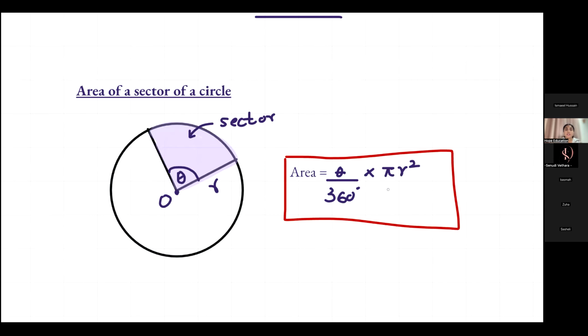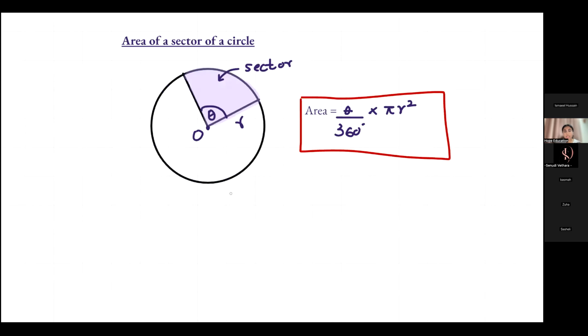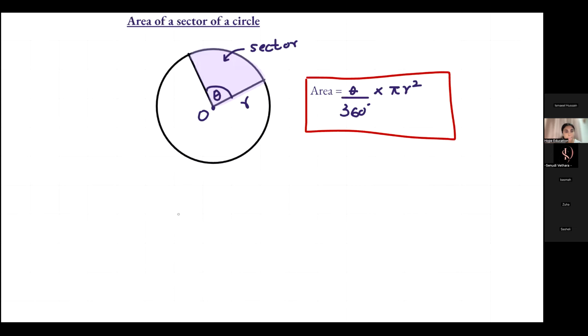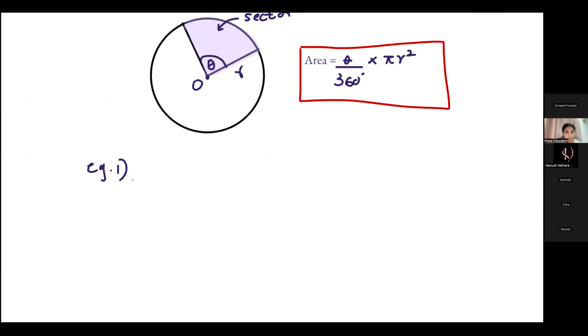Okay. So let me show you an example, so you get the full picture. So let's do some examples. Example 1. So here we have a semicircle.